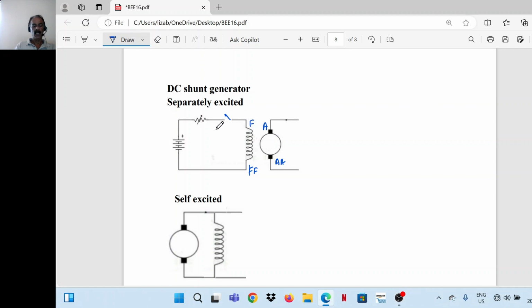So field winding is connected to a separate source of excitation with a regulating rheostat and a switch. Regulating rheostat and switch are meant for plotting the characteristics.